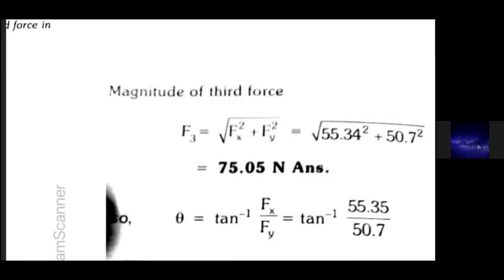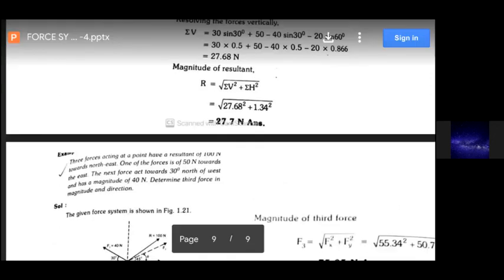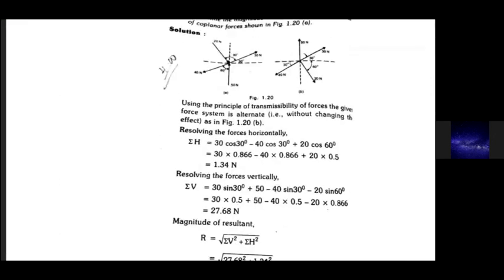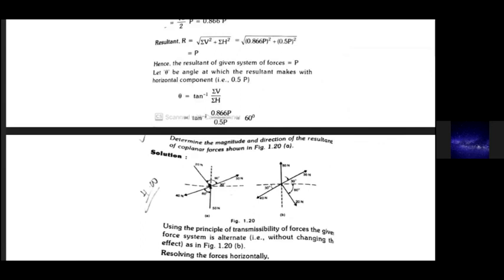We'll get the resultant angle also. Now we'll stop here. Like this, we determine the resultant by the resolution method. The main formula for calculating the resultant of the force system by the resolution method is R equal to under root sigma h square plus sigma v square, where sigma h is the algebraic sum of all horizontal components of the force system and sigma v is the algebraic sum of all vertical components of the force system.